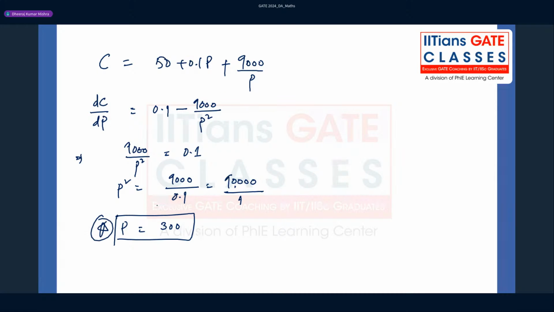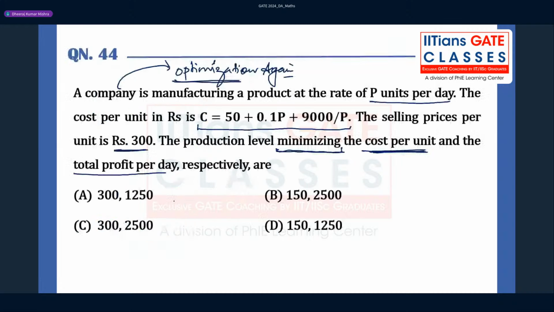Okay, so this p should be positive here, 300. So I think you can directly go back to the options. So these options are now gone, right? Because here they have given, you can see, the cost per unit they have given, dp by dx is going to be what? P is going to be 150, okay, 300.